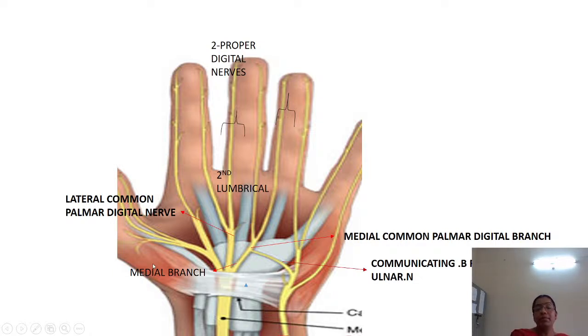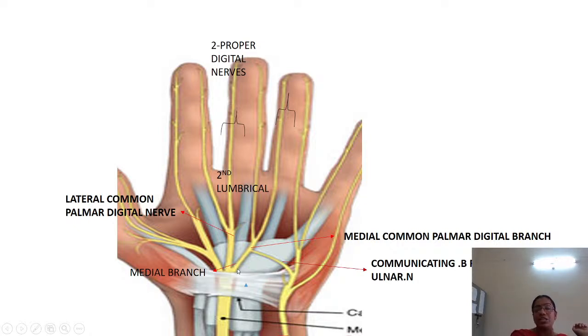So in this way the median nerve supplies 3.5 fingers, or 3.5 digits. I am repeating again. The median nerve enters and divides into lateral and medial branches. The lateral branch gives three proper palmar digital nerves. The first and second supply either side of the thumb. The third supplies the radial side of the index finger. That is about the lateral branch of the median nerve.